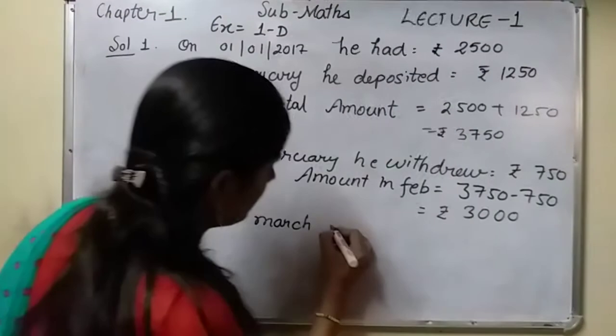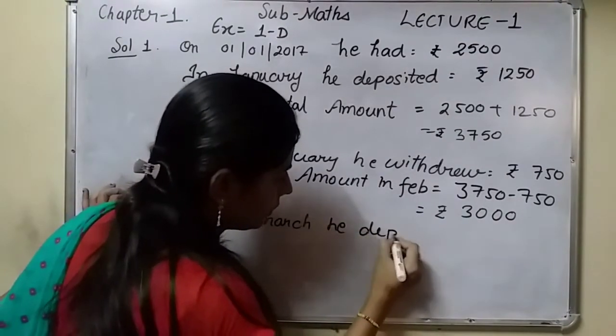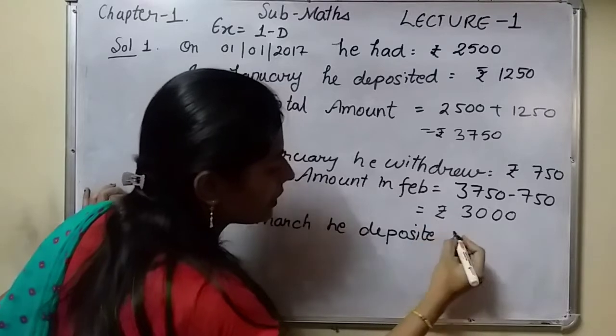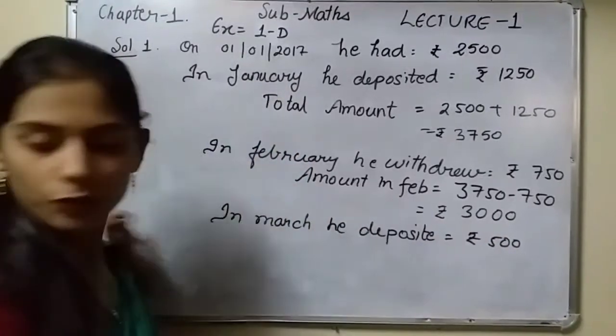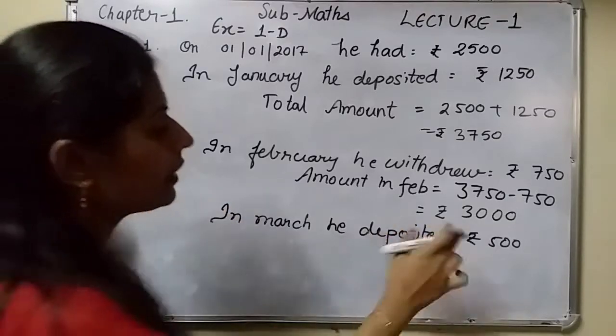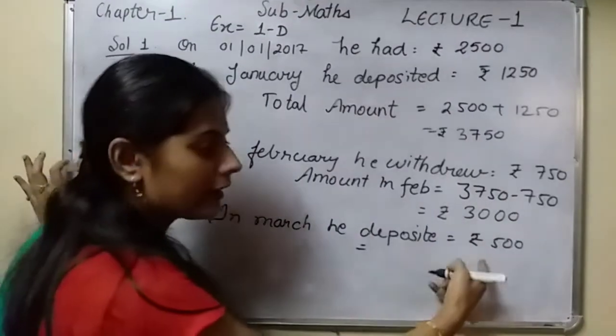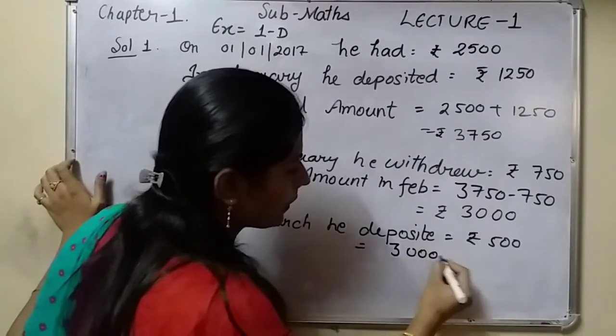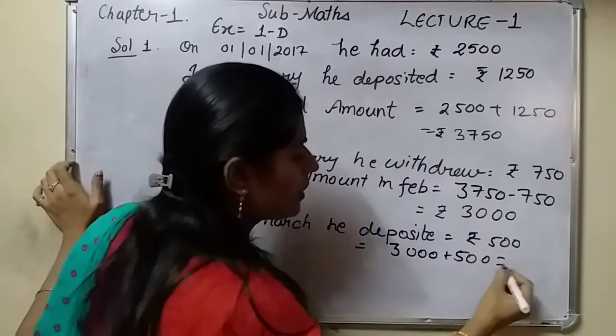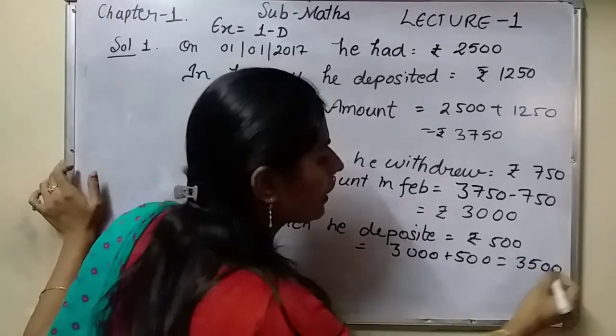Okay. Now see, in March he deposited. How much money did he deposit? Rupees 500. If he deposits rupees 500, he added 500 rupees in March again, then 3000 plus 500 means 3500.